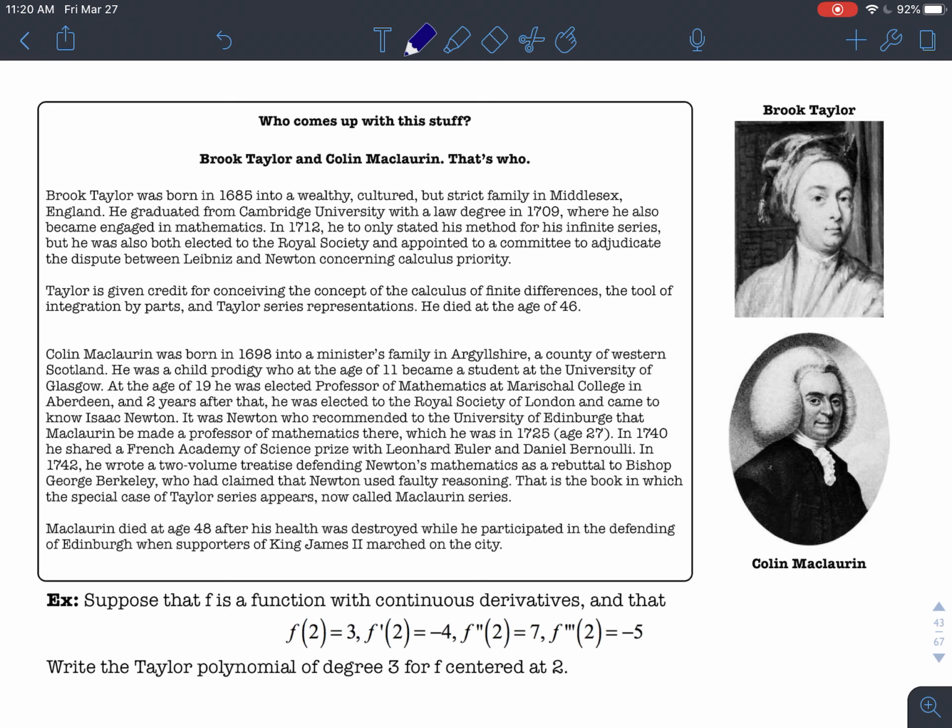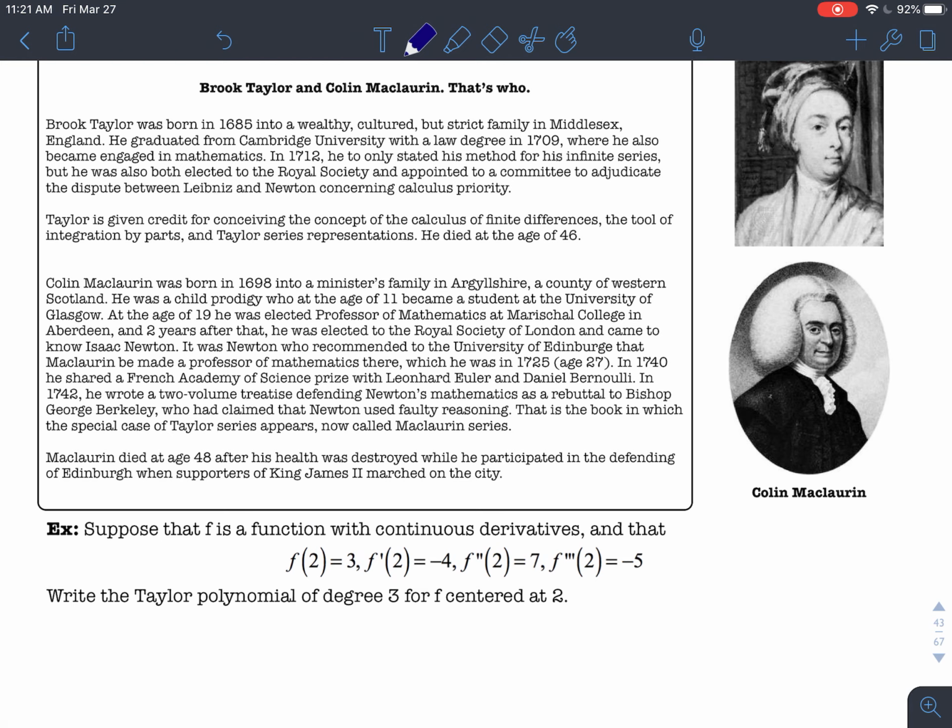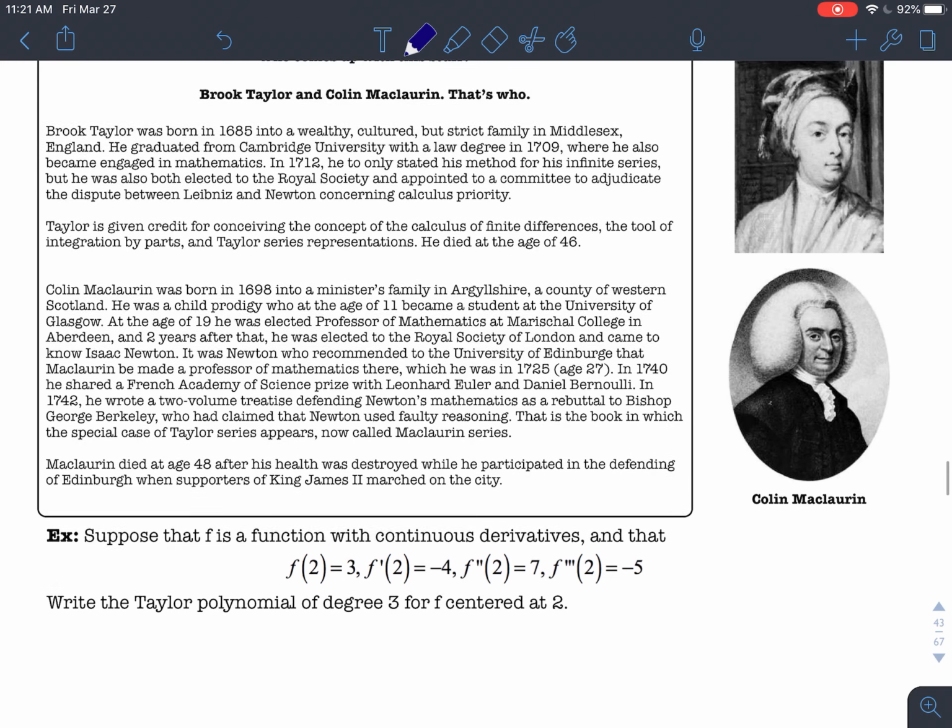Big controversy. So Taylor is given credit for conceiving the concept of the calculus of finite differences. He also came up with the tool of integration by parts and what we now call Taylor series representations. And he died at only the age of 46. So by the time he was 46, he came up with all of that cool stuff that we use a lot today.